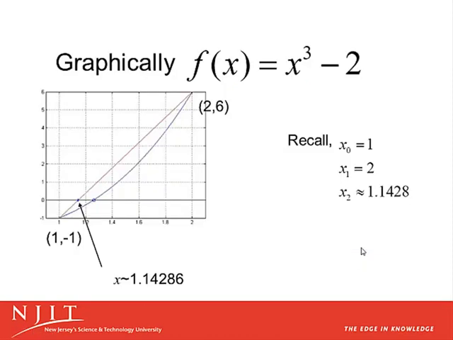Okay, graphically, what happened? We started with x0 equal 1, x1 equal 2. We drew the secant line. We saw where the secant line crossed the x-axis, and that was our new value. Then we'd go and take the new point over here, the y value at 1.14286, and we draw the secant line again, and just go on in that manner.